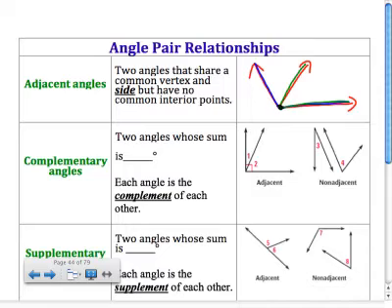Okay, they do have the same vertex, and they do share a side. However, they're not next to each other. The blue angle is kind of the whole thing, and so they have common interior points. So that's where this no common interior points comes into play.